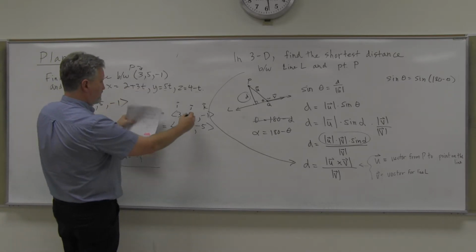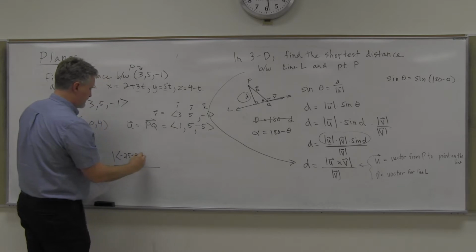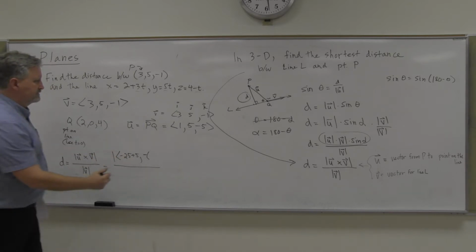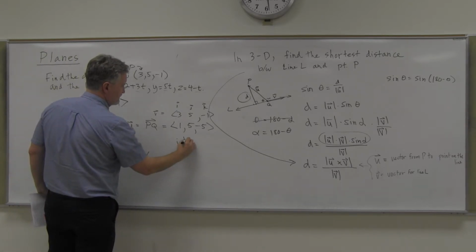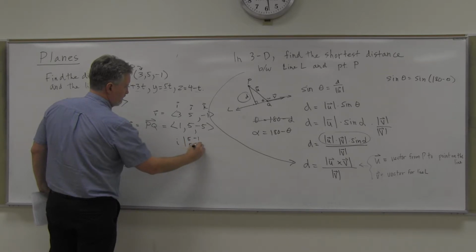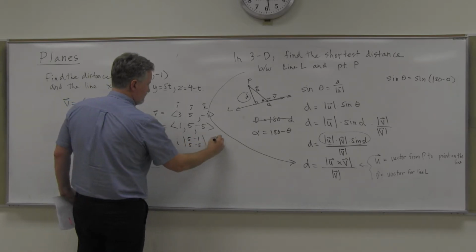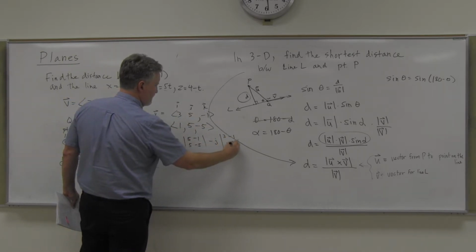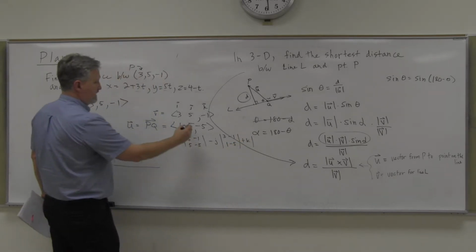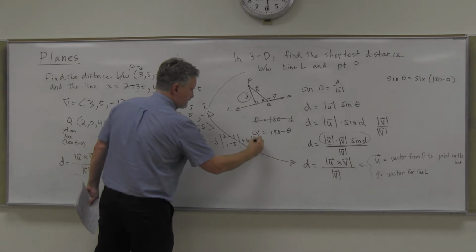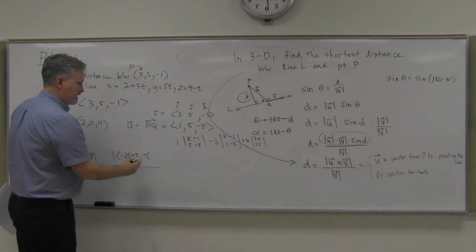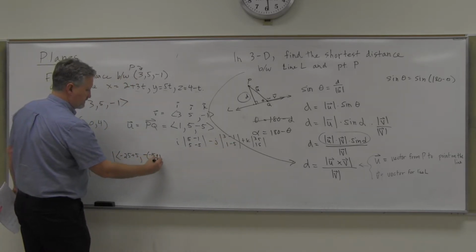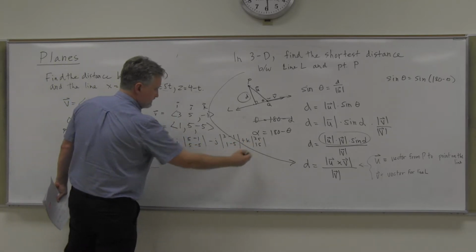Then the j component would be the negative of the determinant with 3, 1, negative 1, negative 5. Do I need to write that out? So the i part is this determinant. Then the j is 3, negative 1, 1, negative 5. And then the plus k would be the 3, 5, 1, 5 determinant. That's what we're doing here. So what is that? Negative 15 plus 1. And then the k is 15 minus 5.